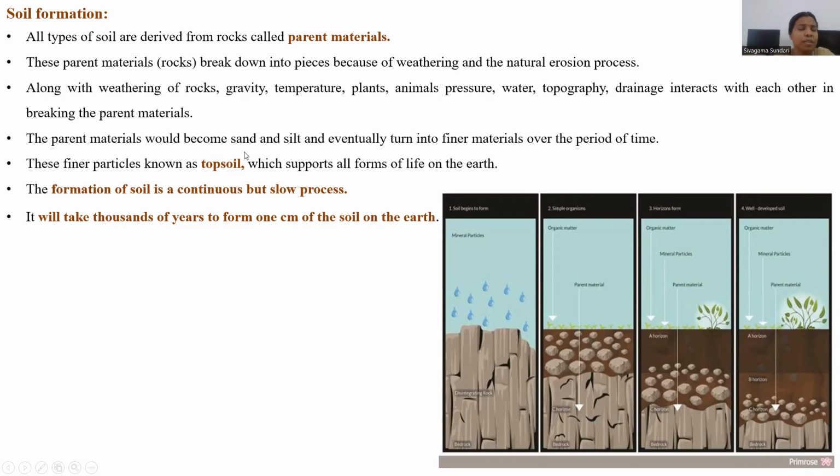The parent materials, because of the slow weathering, become sand, silt, and eventually turn into finer particles over a course of time that will add layer by layer slowly the soil. The finer particles at the most, which we have as topsoil, we call soil, which supports all forms of life on the earth. This erosion, soil formation, weathering takes place over a course of time. It is a very slow process, takes a very long time from the parent rock to smaller rock, then lesser in size, finest particle, then finally it comes to the top layer. It will take thousands of years to form 1 centimeter of the soil.